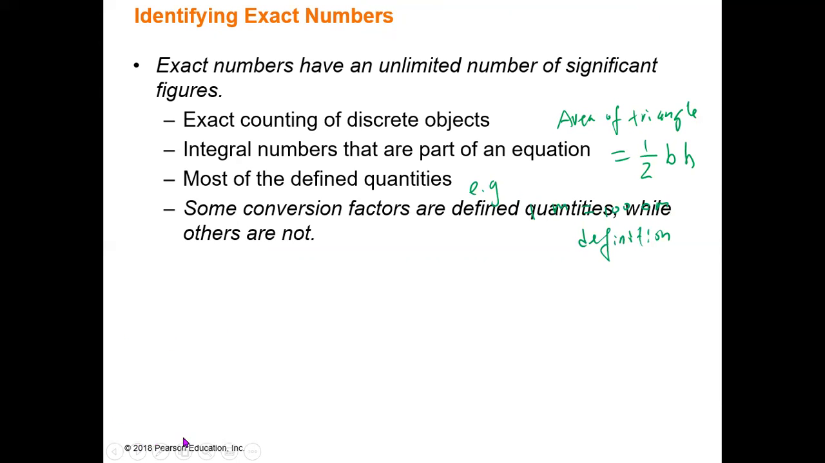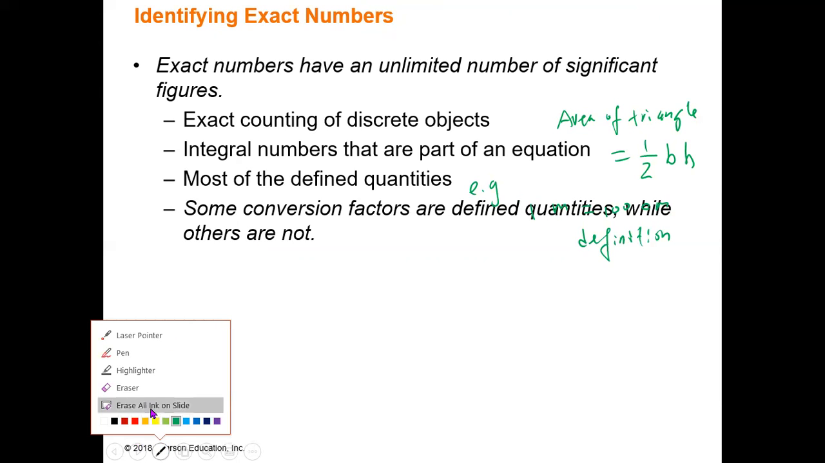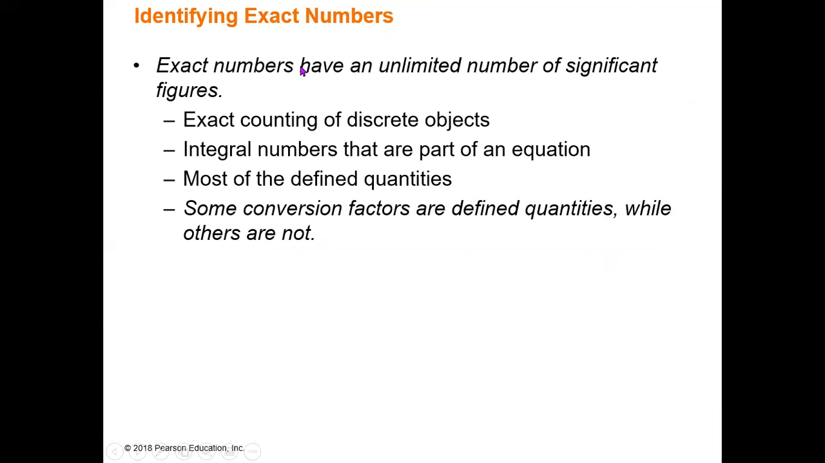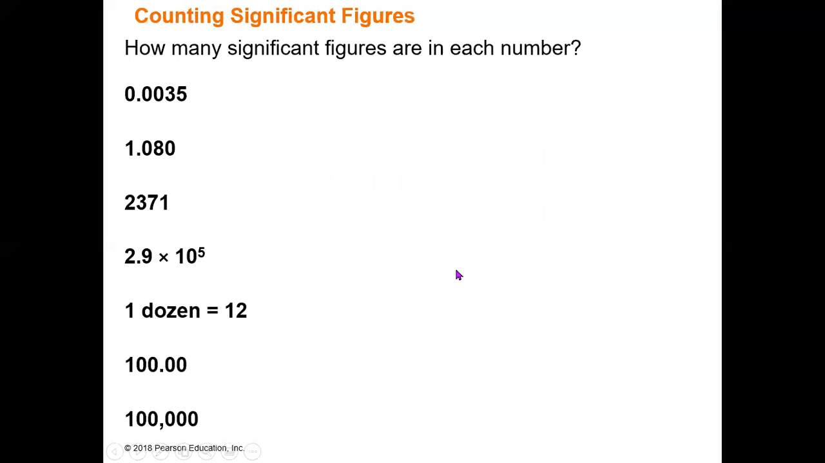Another place that will give you exact numbers is some conversion factors from defined quantities, and so they are also exact numbers. But some are not. One conversion is 1 inch equals 2.54 centimeters. This is an exact conversion, which means this 1 is exact, and 2.54 is also exact.